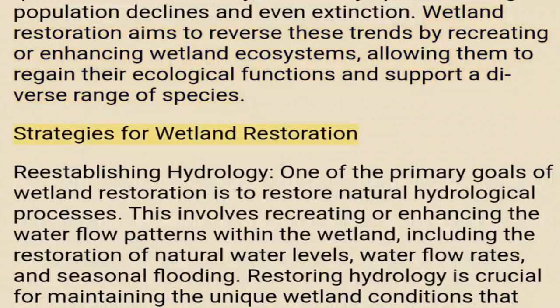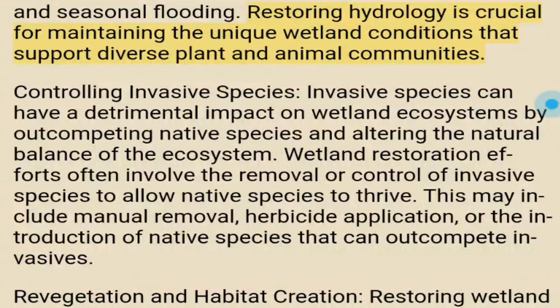Strategies for wetland restoration. Re-establishing hydrology. One of the primary goals of wetland restoration is to restore natural hydrological processes. This involves recreating or enhancing the water flow patterns within the wetland, including the restoration of natural water levels, water flow rates, and seasonal flooding. Restoring hydrology is crucial for maintaining the unique wetland conditions that support diverse plant and animal communities.